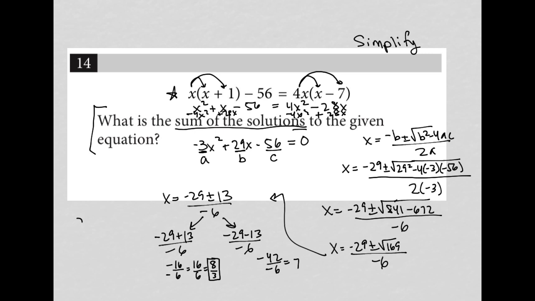So when I add 8 over 3 plus 7, I need to have a common denominator. So this becomes 8 over 3 plus, if I multiply 7 by 3 over 3, 21 over 3, which is equal to 29 over 3. So there's my answer, 29 thirds.